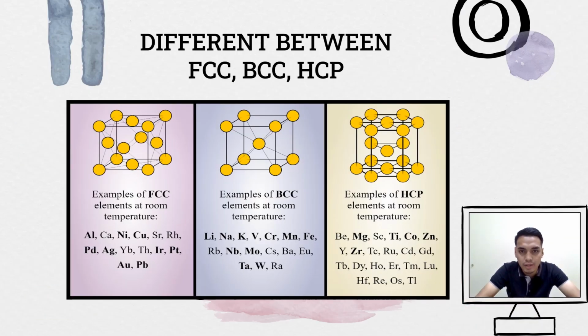The difference between FCC, BCC, and HCP is exemplified by these elements. Examples of FCC elements at room temperature are aluminium, calcium, and copper. Examples of BCC elements at room temperature are iron, lithium, and chromium. And for HCP, they are magnesium, cobalt, and also titanium.